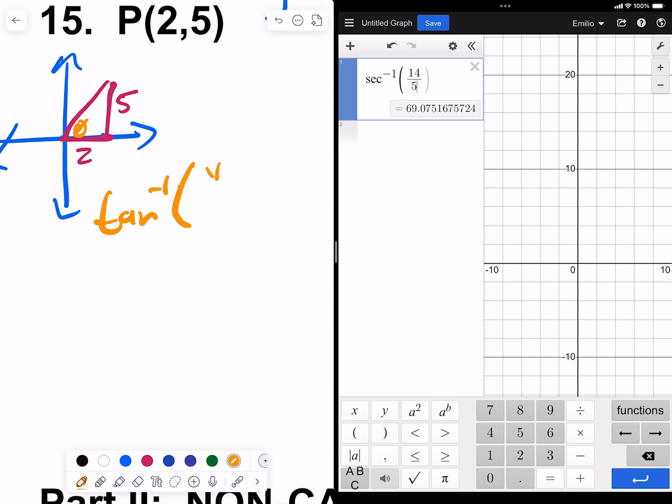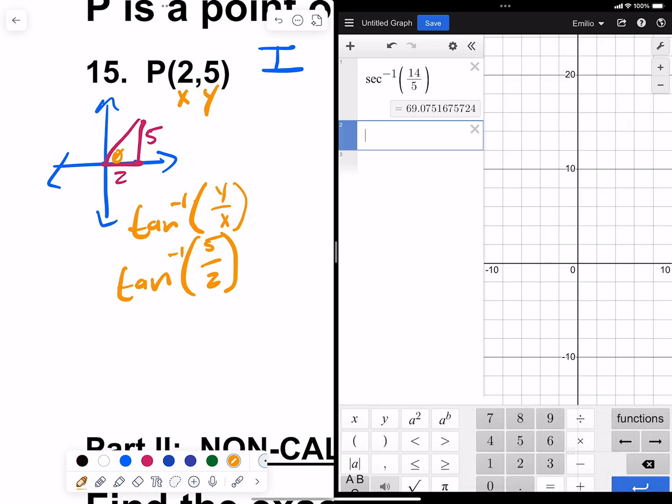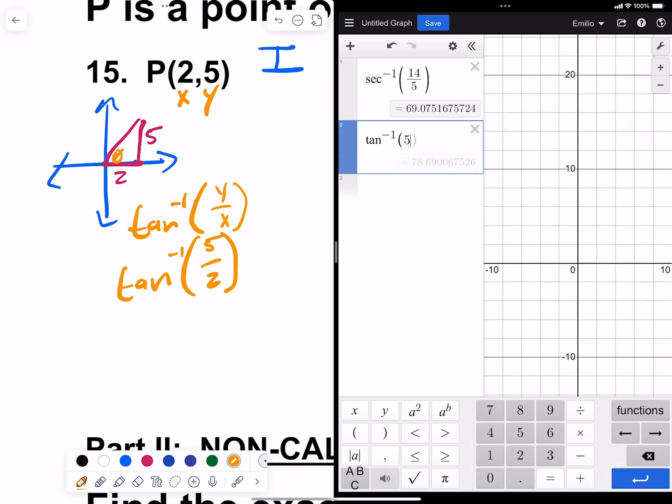Now tan inverse is y divided by x. So you're always going to do tan, this is your x, this is your y. So you're always going to do the second number first and the first number last. So you go like that. And then you just type it in. Make sure you're in degrees. Yes, we are. We come here, we do tan inverse. We do 5 divided by 2 and about 68 degrees.